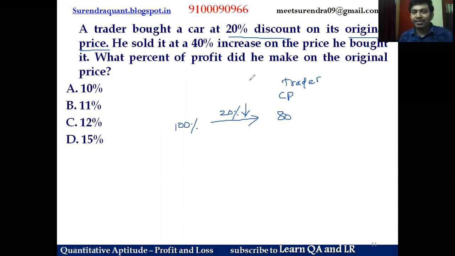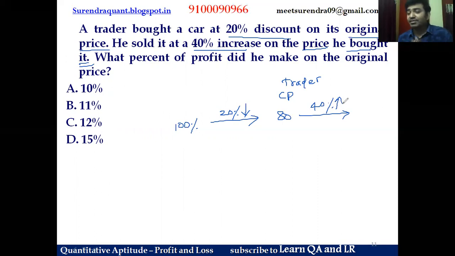So on this CP, on his purchasing power, he sold by increasing 40% on the price he bought it. So on his CP, on 80, he increases it by 40%. 10% of 80 is 8, 40% is 4 times 8, 32. So 32 extra. So he is selling at 112%.